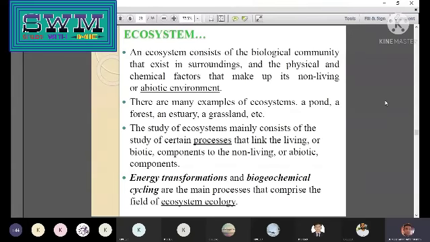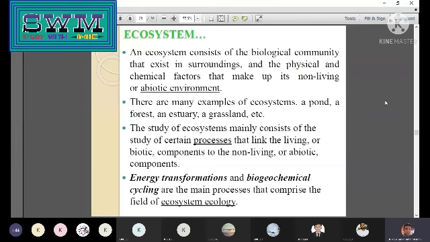Pollution, the burning of the fossil fuel. These are the different ecosystems depending upon the area and the activities.